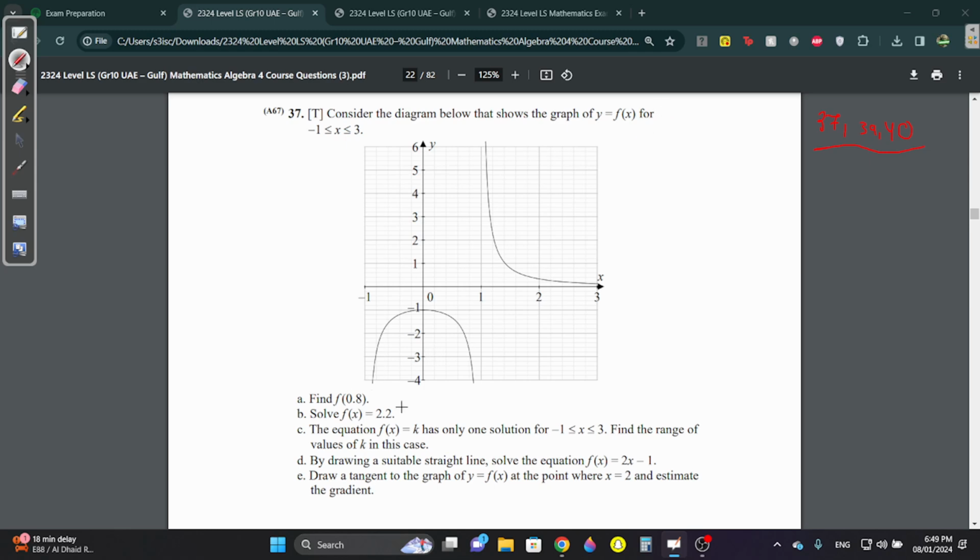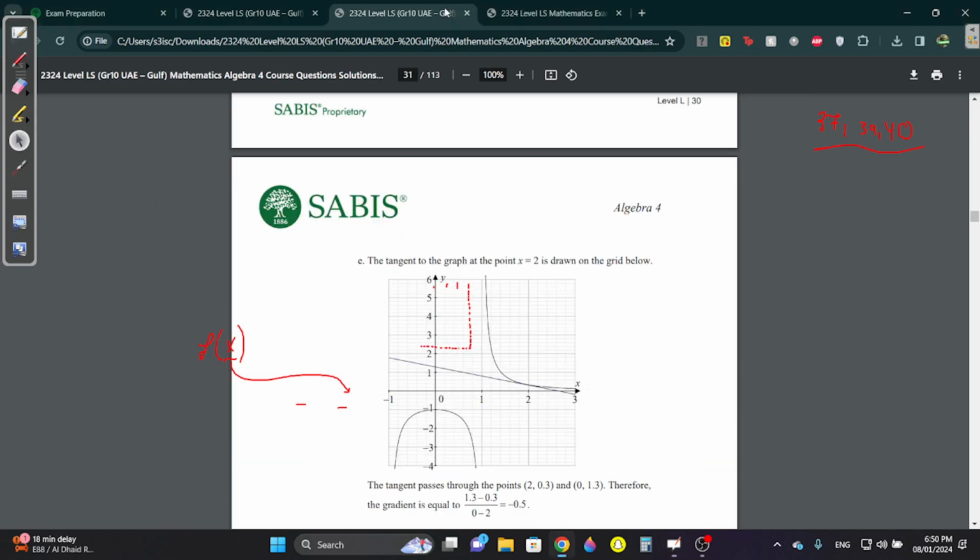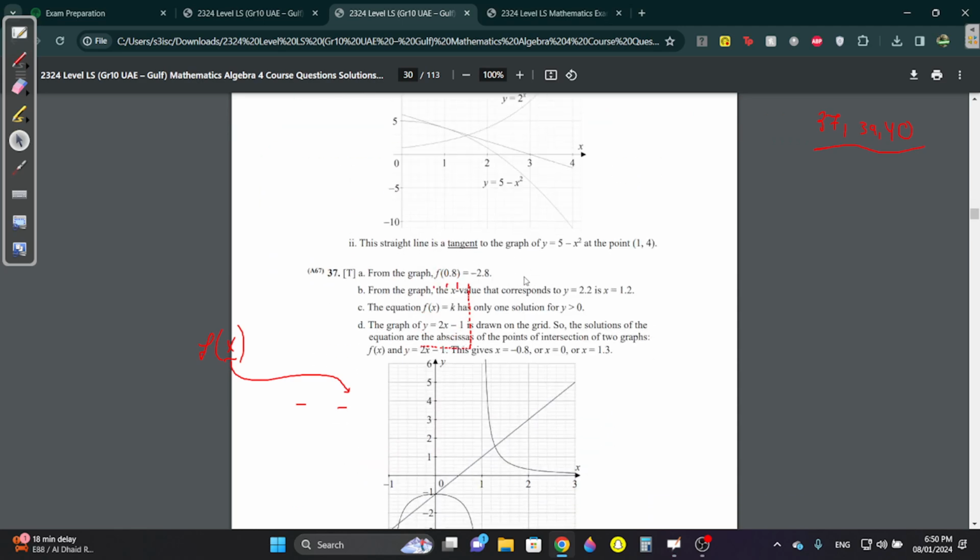They're pretty simple, but let's start with question 37. Part A, f of 0.8. You know that when we say a function f of x, this number here is the x. So when they say f of 0.8, that means when x is 0.8. So if you go to x equals 0.8, this is 0.2, 0.4, 0.6, 0.8, it cuts the graph over here, which is at negative 2.6, is that correct?